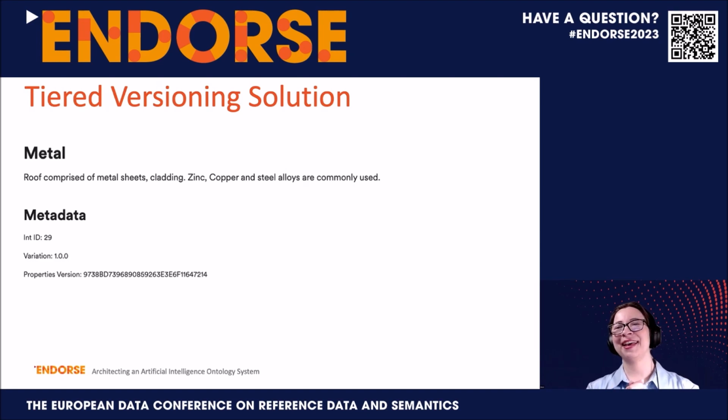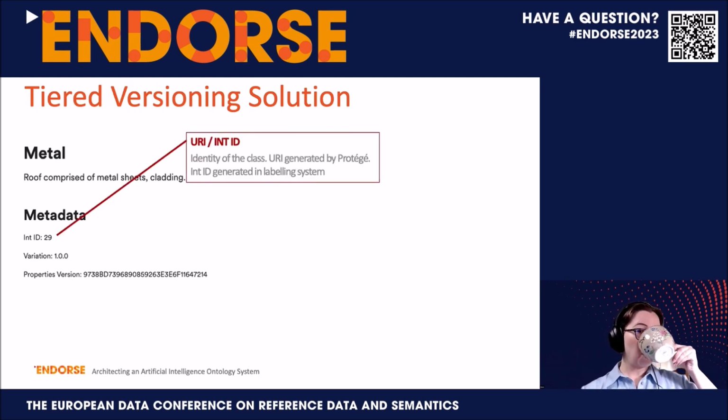Which leads me to the third item, which was the tiered versioning solution. Versioning is the area I think we actually got the most requirements around, and we ended up segmenting versioning into 4 separate areas. The URI minted by Protégé identifies the class itself and is what I use in the system, as I said, to connect the class to labeling information and the example images.